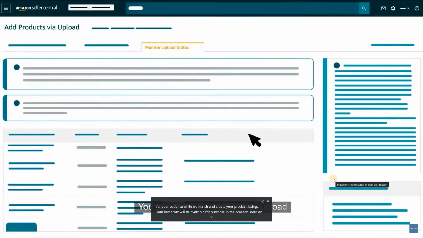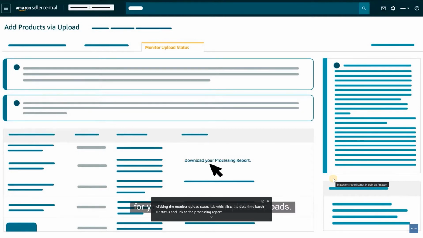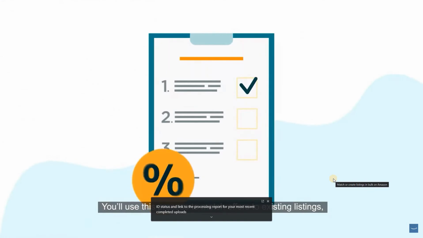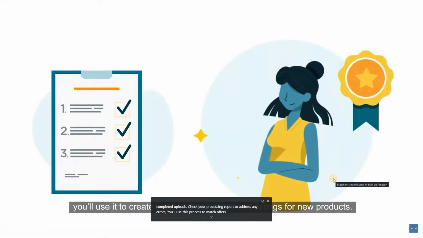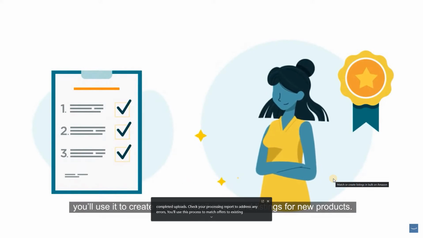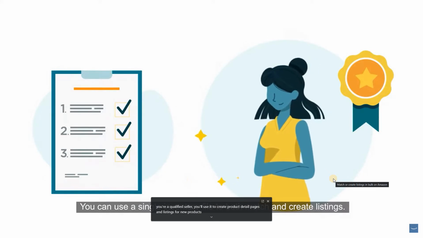You can check the status of an upload anytime by clicking the Monitor Upload Status tab, which lists the date, time, batch ID, status, and link to the processing report for your most recent completed uploads. Check your processing report to address any errors. You'll use this process to match offers to existing listings, and if you're a qualified seller, you'll use it to create product detail pages and listings for new products. You can use a single inventory file to both match and create listings.